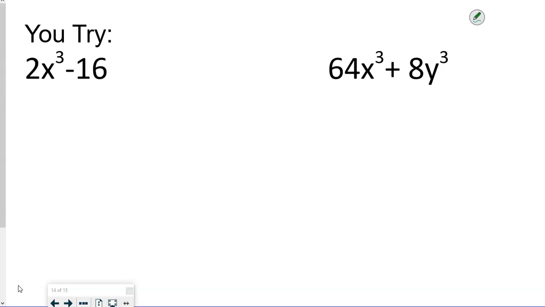So I'd like you guys to go ahead and do these U tries, then come back to me when you're done. So on this first U try, I notice that 2 is a factor of both of these. So I'm going to factor the 2 out first.